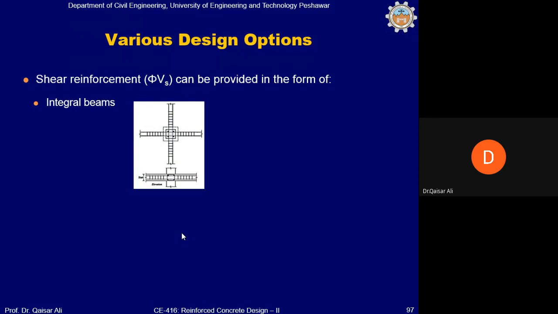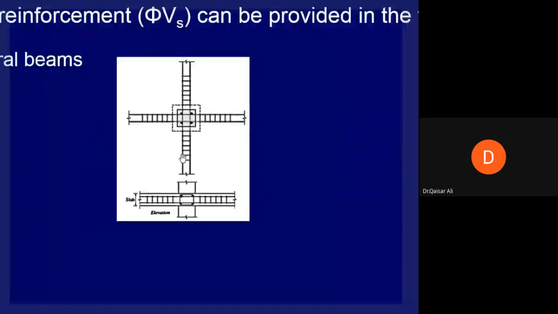forms. The most common is to provide an integral beam. Integral beam is a short beam which is placed inside the slab on top of the column in this manner. I will zoom in on this so that you understand this.